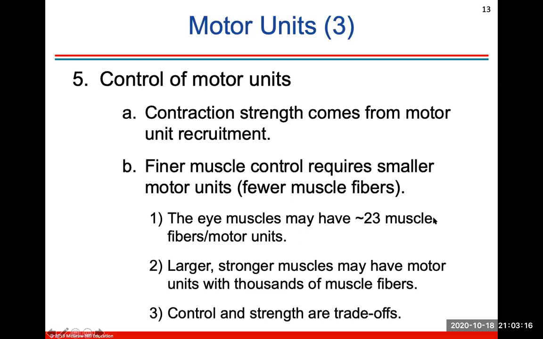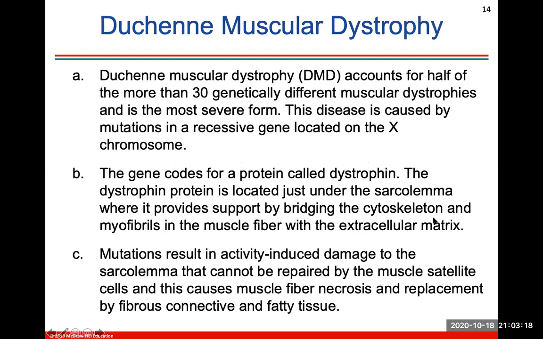Duchenne muscular dystrophy accounts for half of more than 30 genetically different muscular dystrophies.